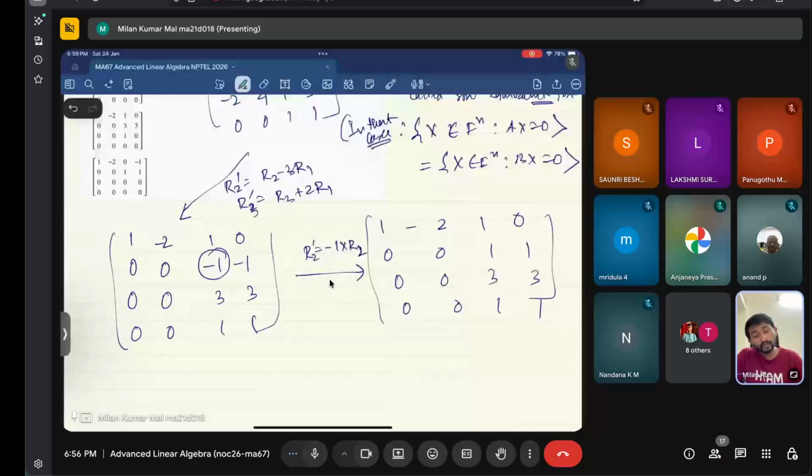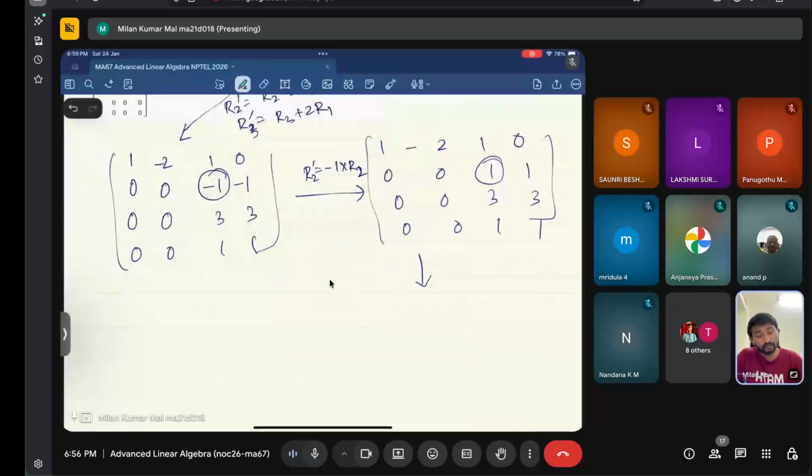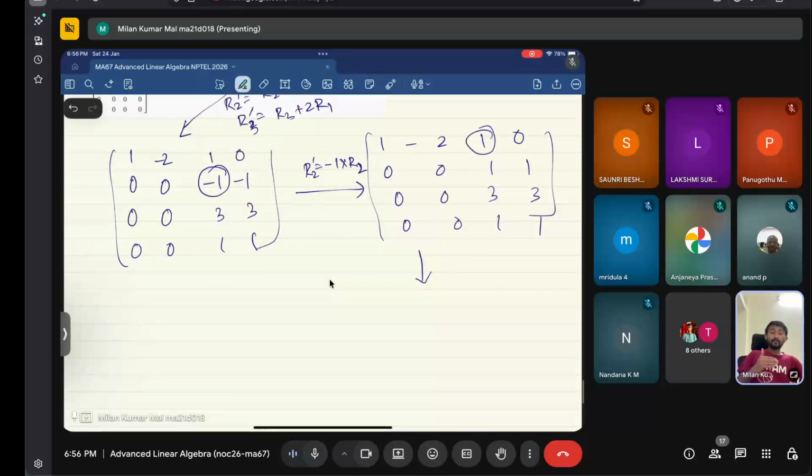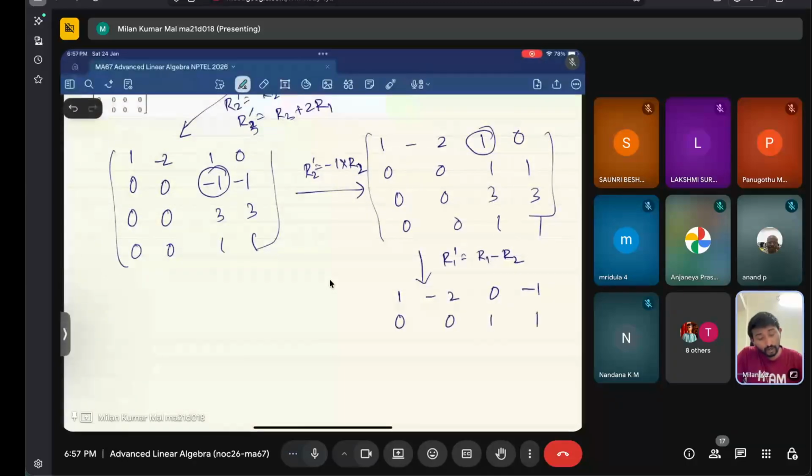Next step is that this is the leading term. We have to make this 0, this 0, this 0. Okay, let's do that. So to make this one 0, what we have to do? We have to subtract row 2 from row 1. So row 1 dashed is equals to row 1 minus row 2. So this will be 1 minus 2 because here is 0 all. Okay. So this is 0 and this is minus 1. 0, 0, 1, 1. And we want to make this 0.